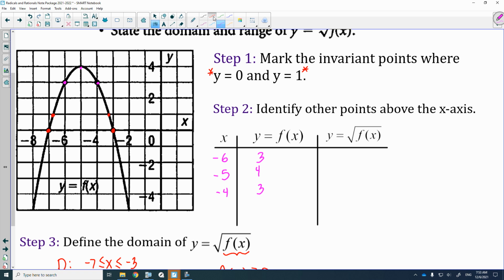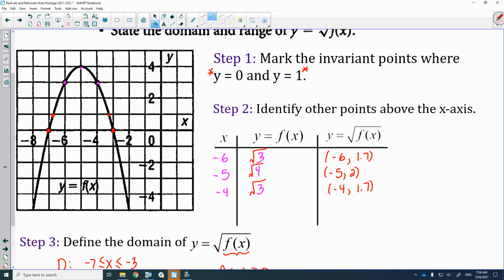Remember, when you are finding your new point on your radical graph, it is always the y coordinate that is going to be square rooted. So -6, comma, square root of 3 is 1.7, and then -5 and 4, sorry, square root of 4 is 2, and then -4 and 1.7.